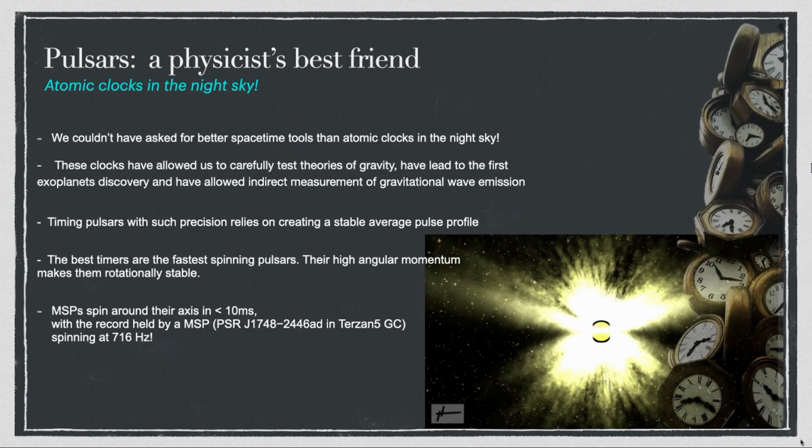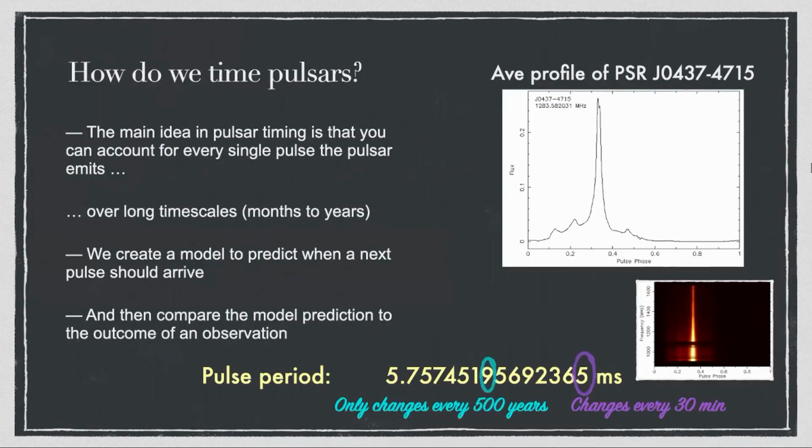And of course, the precision with which you can time a pulsar depends slightly upon the pulsar itself. The faster it spins, the more stable it is, the more it is in that bottom left corner of the P-Pdot diagram where they're rotationally very stable, the better timing you'll get out of it. And the record is currently held by a pulsar in the globular cluster Terzan 5, which spins around its own axis at a rate of 760 hertz. That's actually incredible, and that's the fastest currently known MSP. And that's what it sounds like.